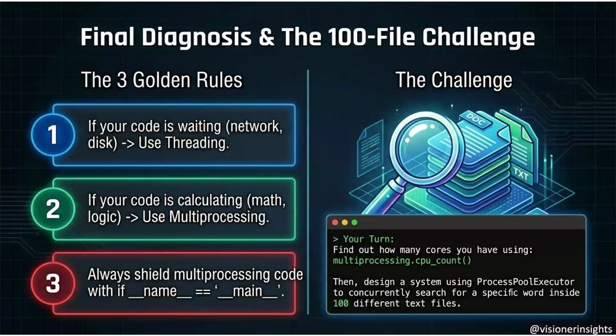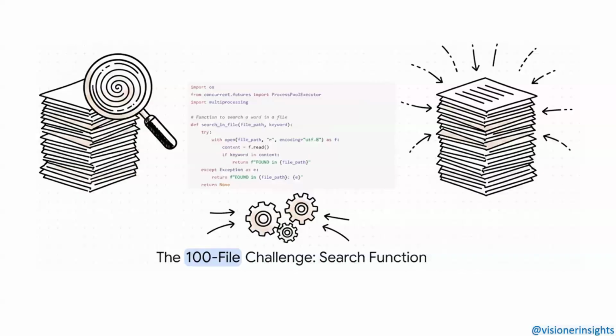All right, let's put this into practice with the 100-file challenge. Our goal here is to concurrently search for a specific word inside 100 different text files. We start with a pretty simple function that opens a file path, reads the text content, and returns a success string if it finds our keyword. Pretty straightforward stuff.